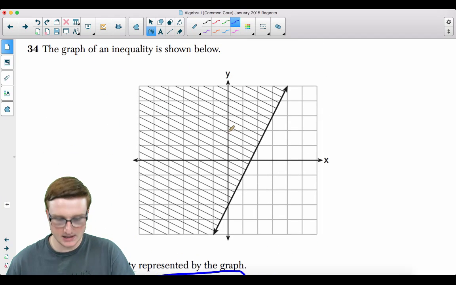So go to positive 2. Go down 1 to the right 2. Down 1 to the right 2. Down 1 to the right 2. And then you go up 1 to the left 2. Up 1 to the left 2.